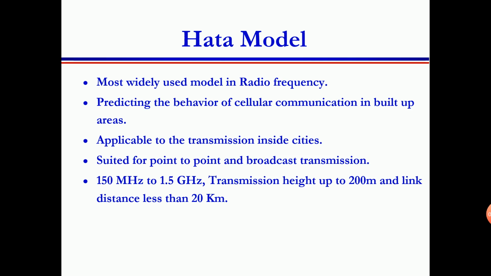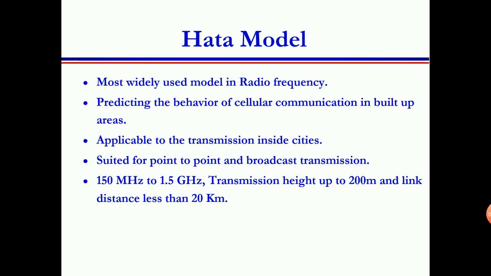Okay, right. So the Okumura model is widely used for signal prediction in urban areas. What is the frequency range for the Okumura model? It is 200 megahertz to 1920 megahertz, the distance is 1 to 100 kilometers, and the antenna height is from 30 to 1000 meters.